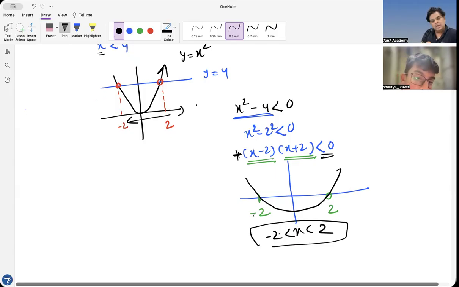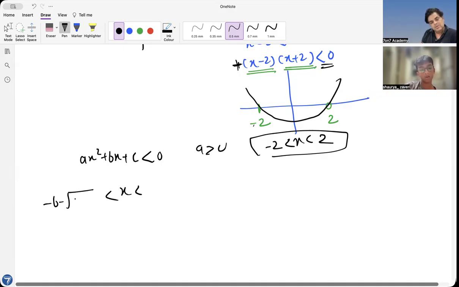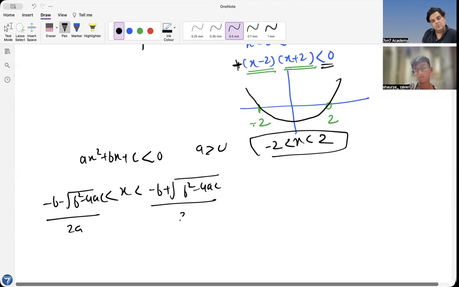I'll tell you one thing. If I have ax square plus bx plus c less than 0 with a positive, then x always belongs to between minus b minus square root of b square minus 4ac over 2a, and minus b plus square root of b square minus 4ac over 2a. That's always between the two solutions. It's an upward opening parabola and it is less than 0, so always in between.